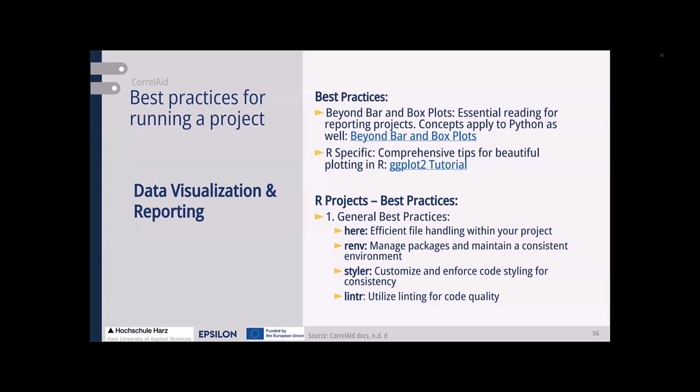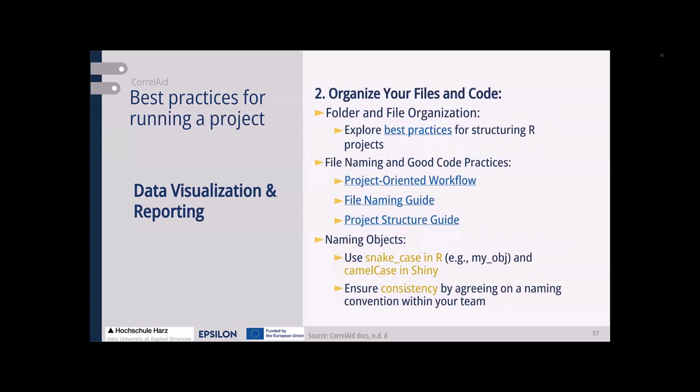Also, try to customize and enforce code styling for consistency, so that you have a consistent style of coding. And check your code quality via linting. More best practices are the organization of your files. If you are more interested in this technical issue, please explore the best practices for structuring your R projects. And if you want to save your files, please use best practices in file naming. And here you find links to the relevant pages.